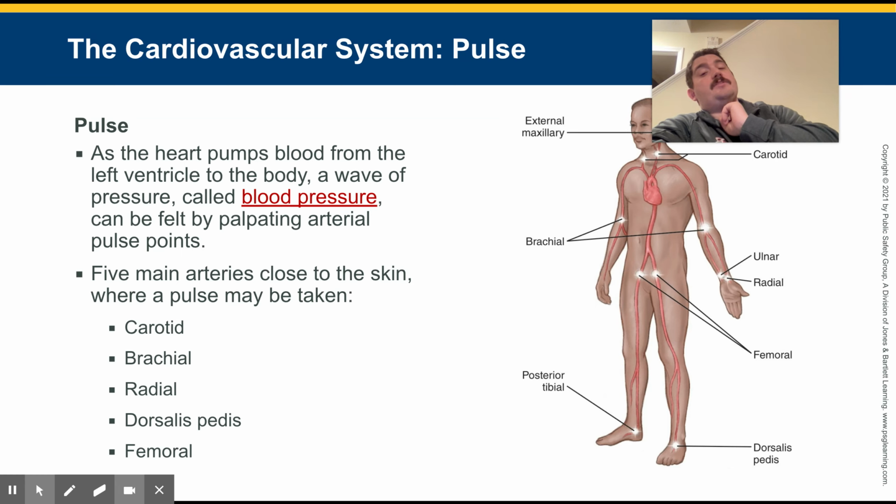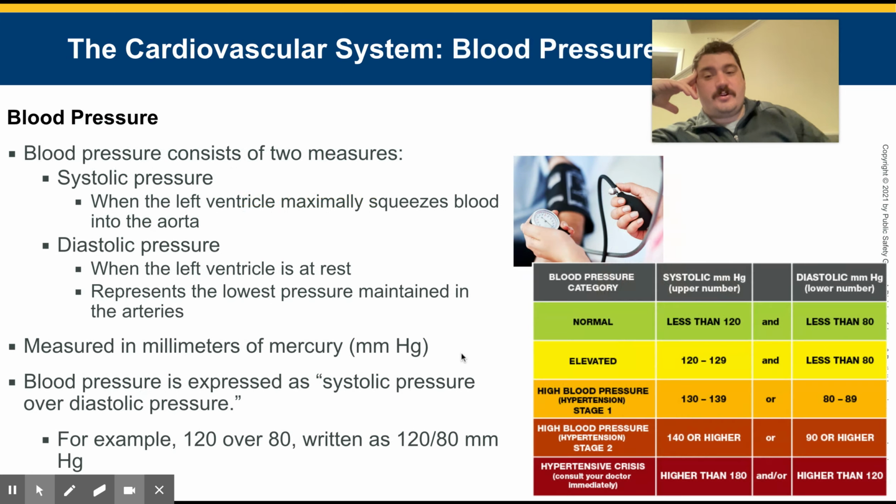Basically, you're feeling that lub-dub, lub-dub, lub-dub. You're feeling that heartbeat every time it pumps, doing a double contraction to move blood through the body and to move blood to the lungs to pick up oxygen. And there are 5 places where we can actually feel a pulse because our arteries are that close to our skin: carotid, our neck; brachial, our arm; radial, our wrist; dorsalis pedis, down on our foot; and femoral, down towards our hip.